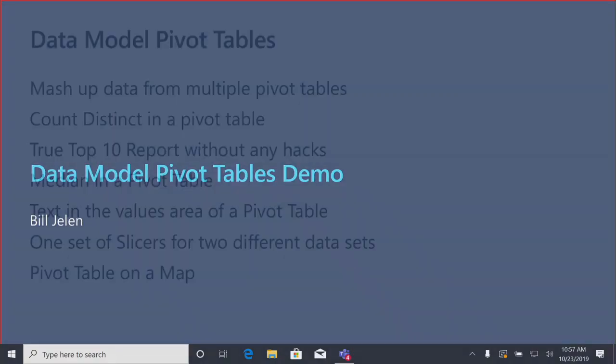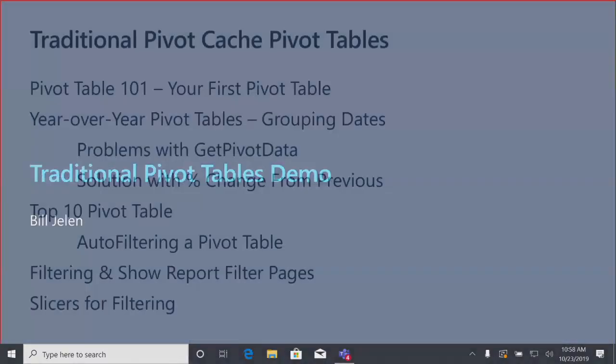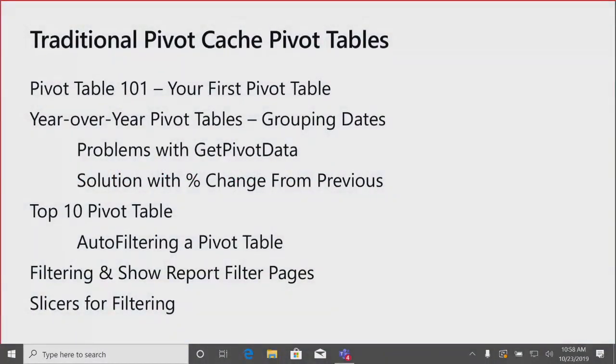Now let's just do a quick recap of what we talked about. So we started out with traditional pivot tables, doing a year-over-year report, both with grouping dates, and then getting the get pivot data problem, or a second solution with percentage change from previous. Top 10, you can auto filter a pivot table from the magic cell. That was the solution back then because we couldn't turn on include subtotals and totals. And then here, using the filter field or the slicers.